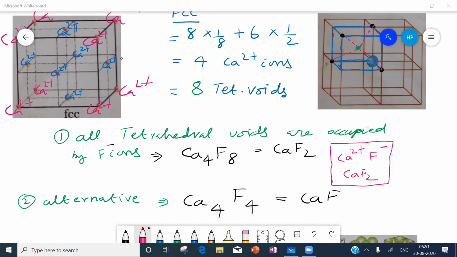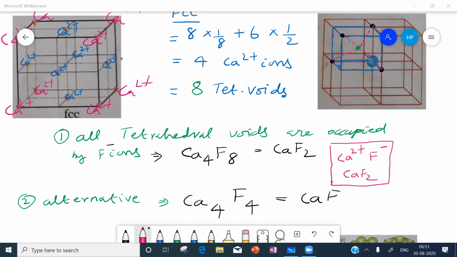Now, ions occupying tetrahedral voids. Now we will take calcium ions 4. Calcium ions, how many is there? Means 4, per unit cell as per this calculation. Per unit cell, how many tetrahedral voids? Means 8.